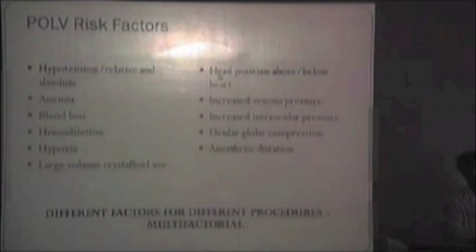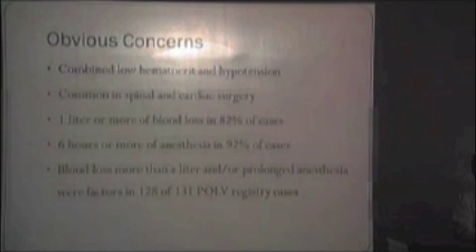Other common causes: positioning of the patient, especially if the head position is above or below the heart. Increased venous pressure, increased intraocular pressure, such as somebody accidentally pressing on the optic globe during the surgery. And the anesthetic duration during these major surgical procedures is also a risk factor. The obvious concerns: combined low hematocrit and hypertension, spinal cardiac surgeries, loss of 1 liter or more of blood, 6 hours or more of anesthesia, and prolonged anesthesia found in a majority of these patients.